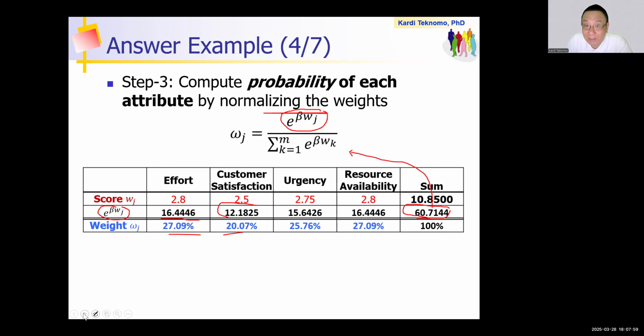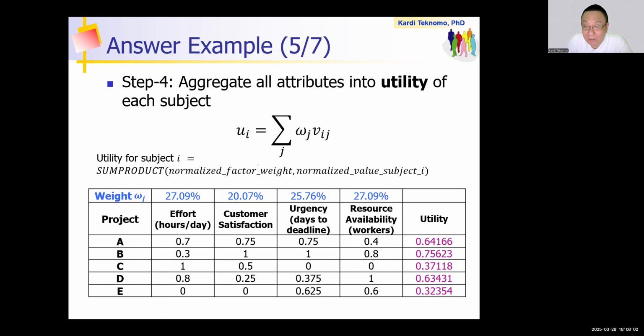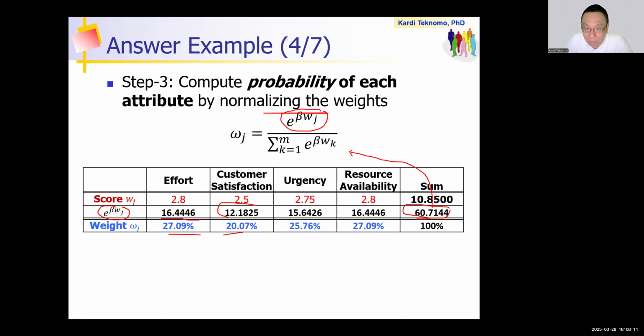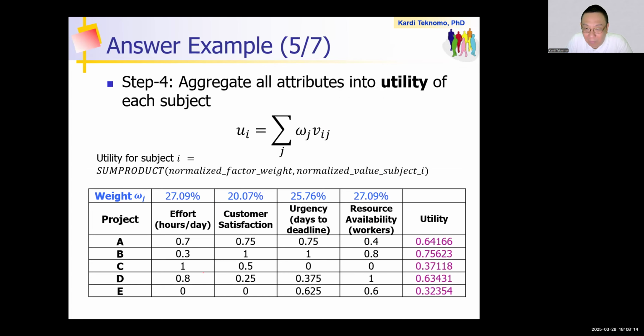You see? And next step, you aggregate all the attributes into utility. So now you already have the weight for each attribute. You just copy from here, the blue one. And then what you need to do is you multiply. So 27 point something multiplied by 0.7 plus 20 point something multiplied by 0.75 plus 25 multiplied by 0.525, and then 27 multiplied by 0.4. So you add all of that, that means sum product. This is how you will do.